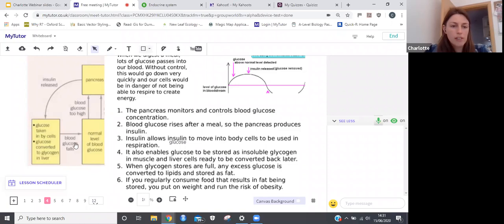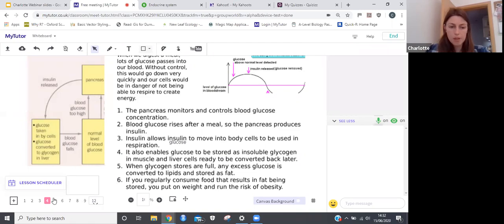And again, you've got kind of a schematic on this side. So the pancreas releases insulin, glucose is taken in by cells, converted to glycogen, blood glucose falls, and the normal level of blood glucose is resumed. So we're looking at that kind of endless cycle. This is part one of the control system.